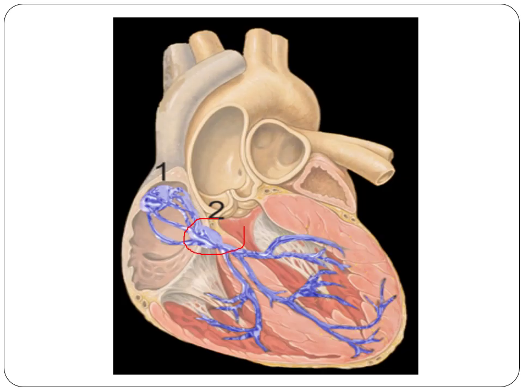This is the AV node. It is located at the border of the atria and the ventricles. That is why it's called atrioventricular. Now, this prevents the backflow of blood from the ventricles to the atria.